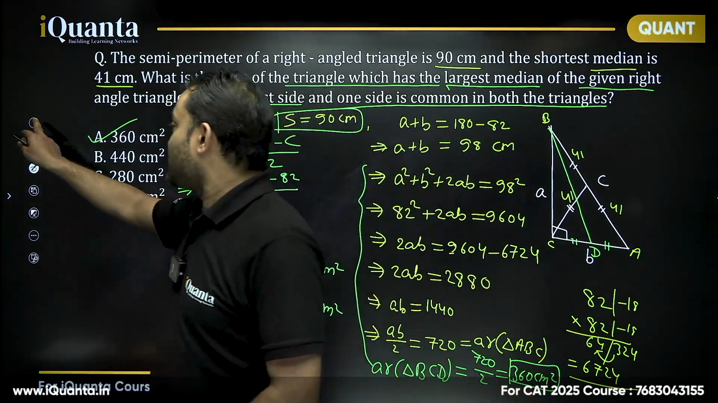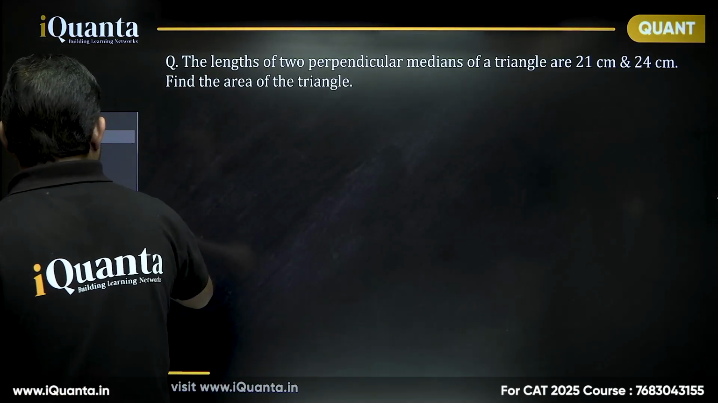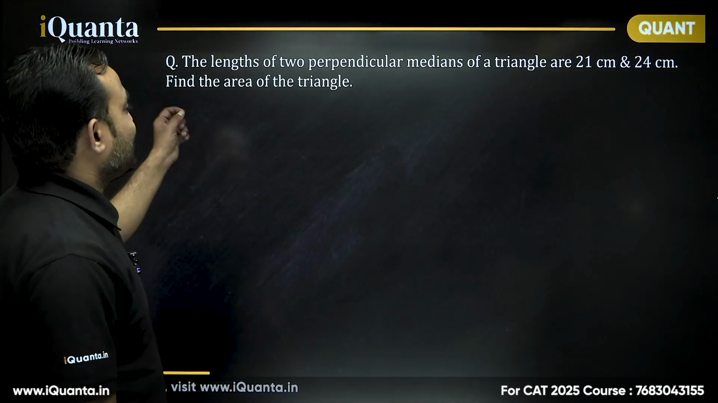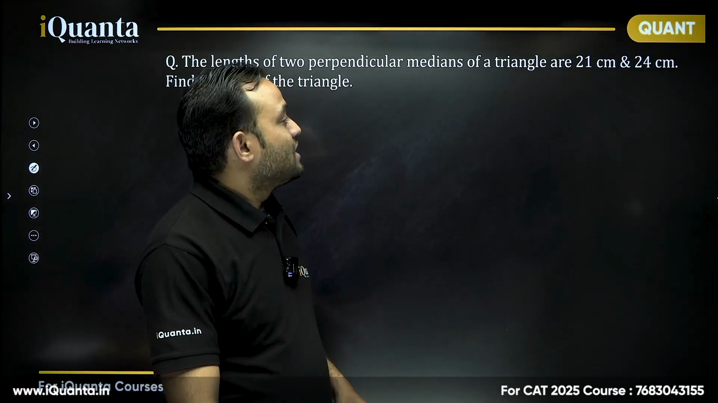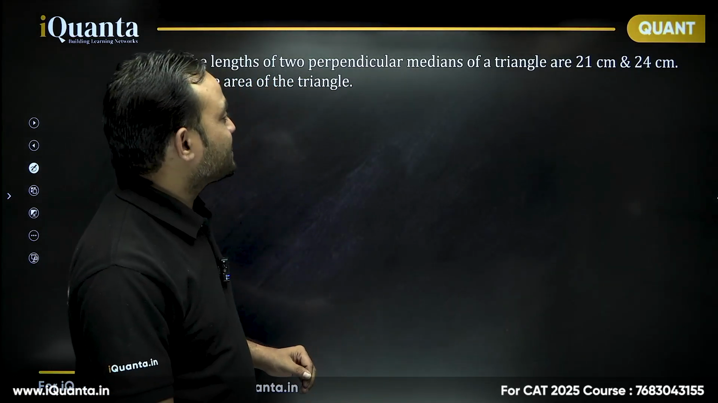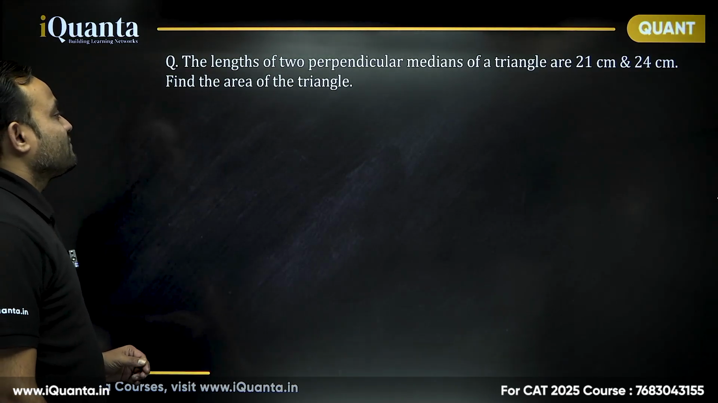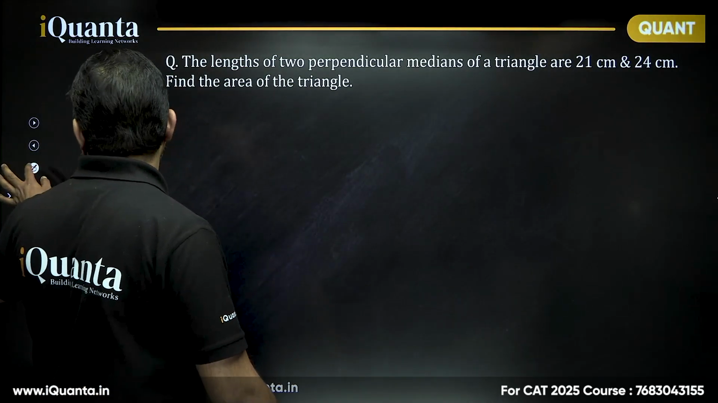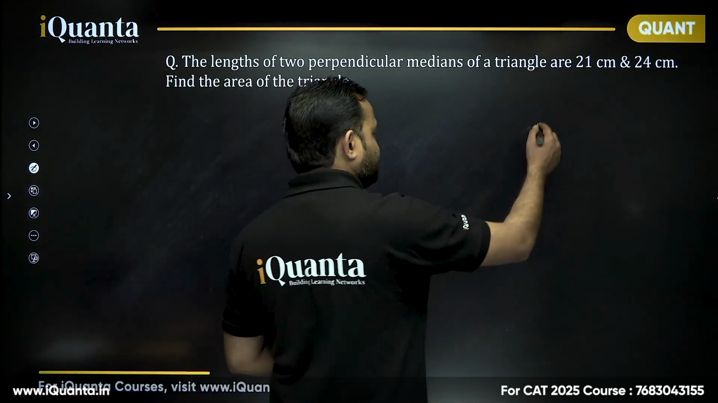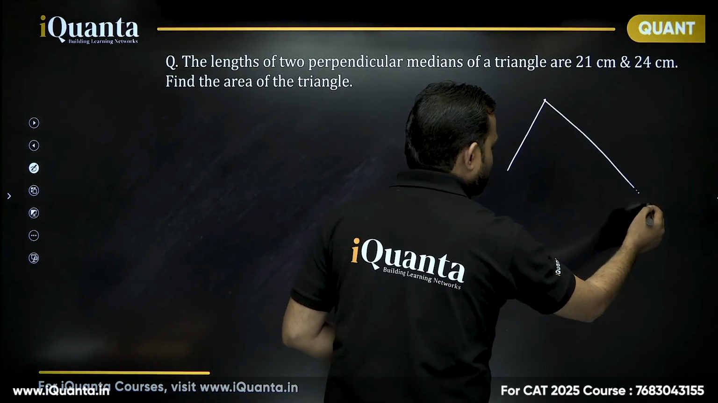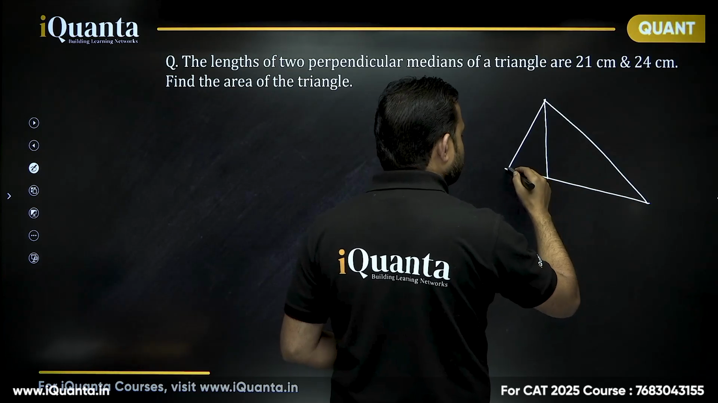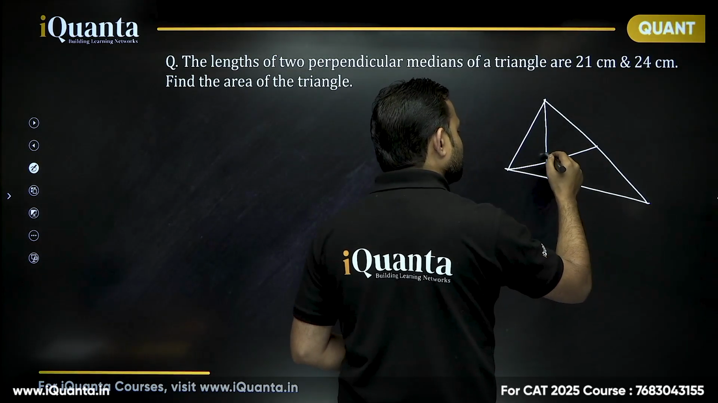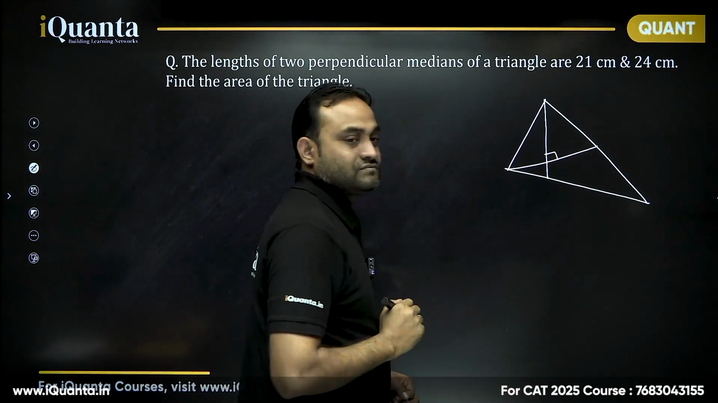Okay, now let's go to the next question, which says the lengths of two perpendicular medians of a triangle are 21 centimeter and 24 centimeter. Find the area of the triangle. So there is a triangle something like this, which has two medians, like this and like this, and they are perpendicular to each other.